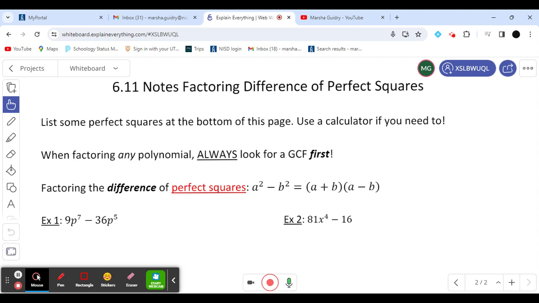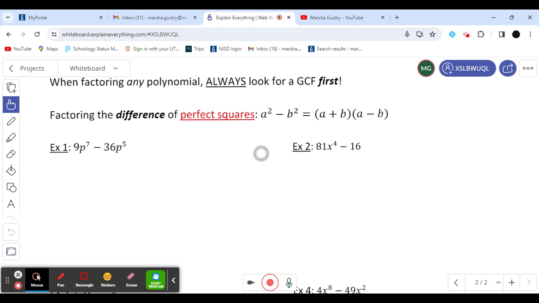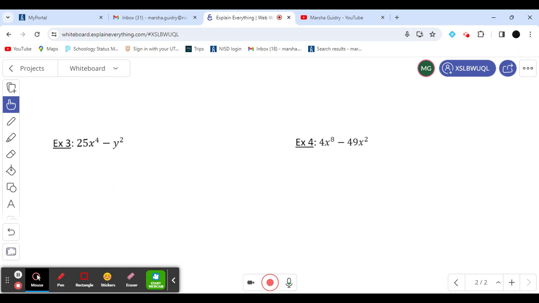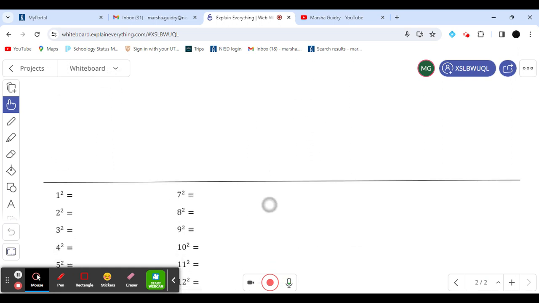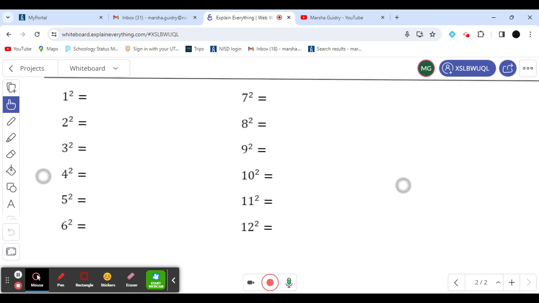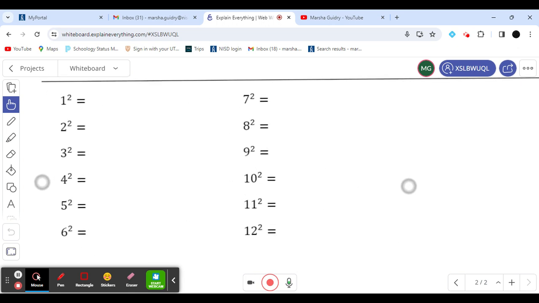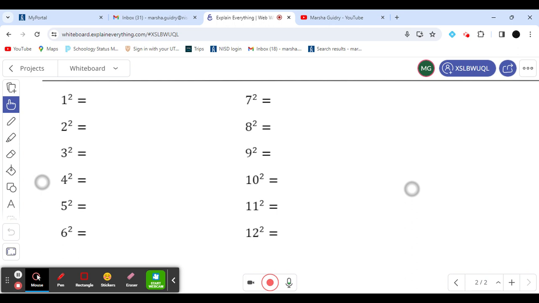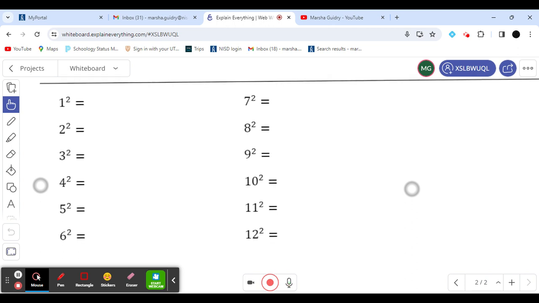All right, these notes are over factoring the difference of perfect squares. What is a perfect square? Well, obviously, a square in geometry is just a quadrilateral shape that has all four sides the same. That's kind of a simplified version. But in algebra class, when we say a perfect square, we're talking about a number that is found by taking another number and multiplying it by itself.